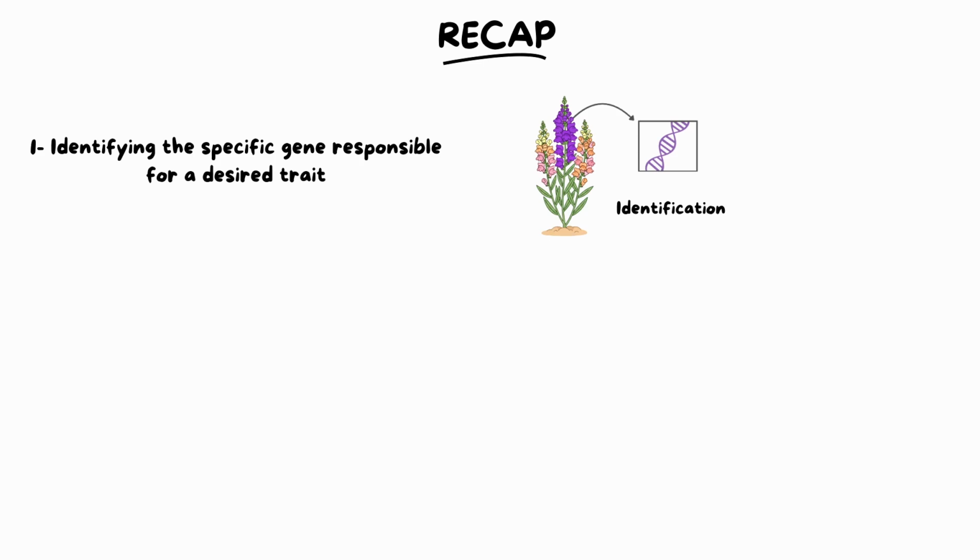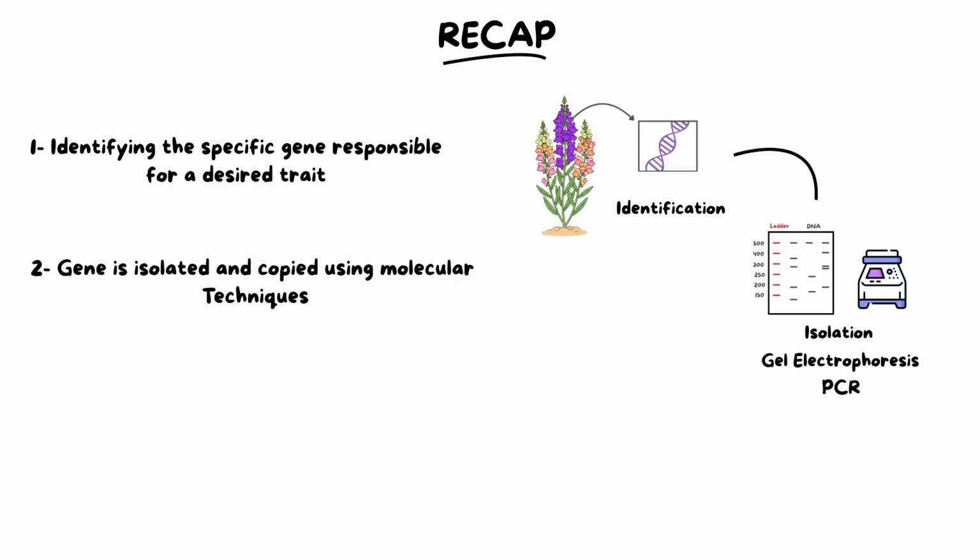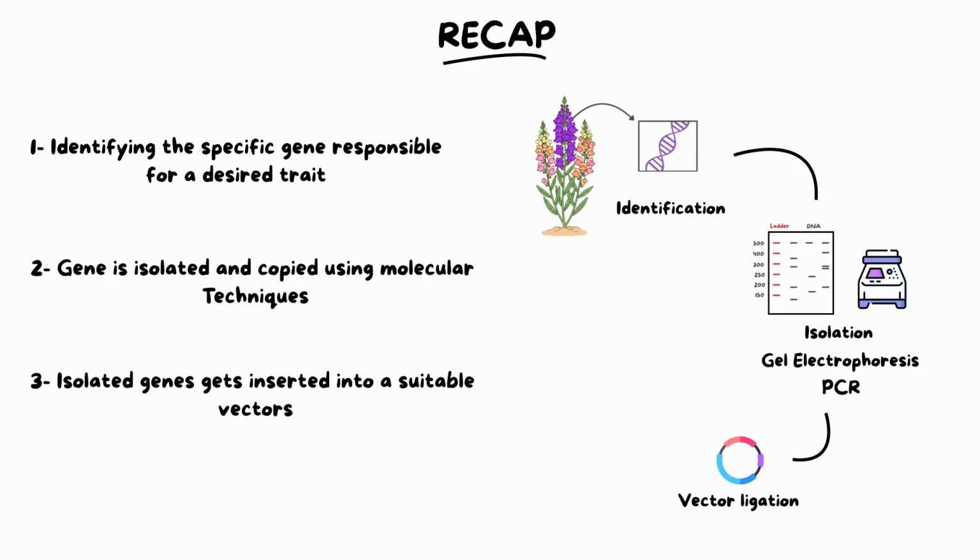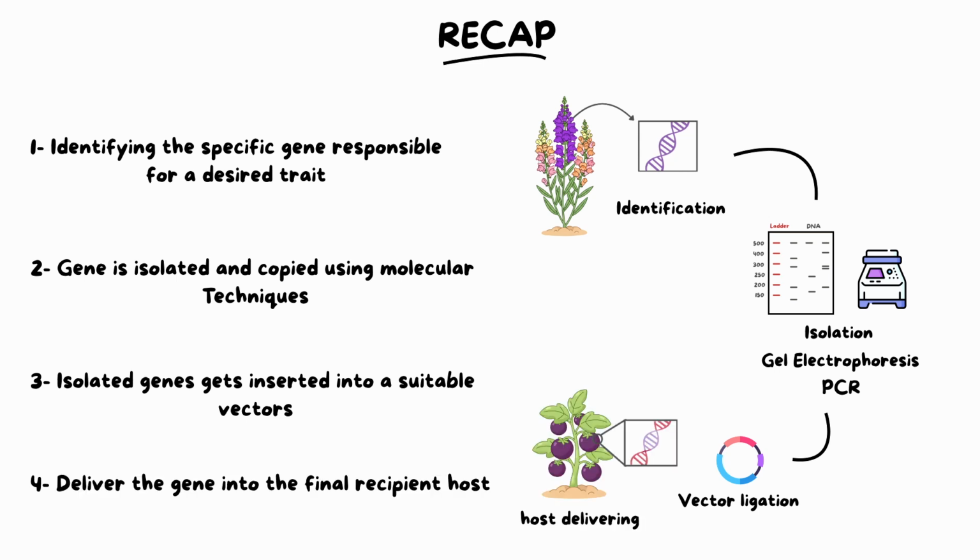To quickly recap, genetic engineering begins with identifying the specific gene responsible for a desired trait. Once identified, that gene is isolated and copied using molecular techniques. The copies are then inserted into a suitable vector, which helps deliver the gene into a host organism. And that's how scientists can give the host new characteristics or functions.